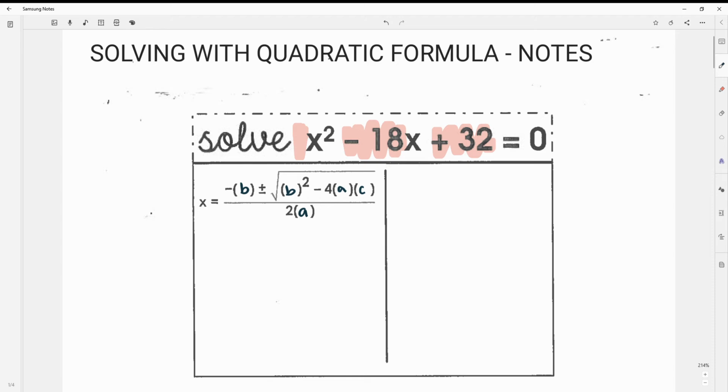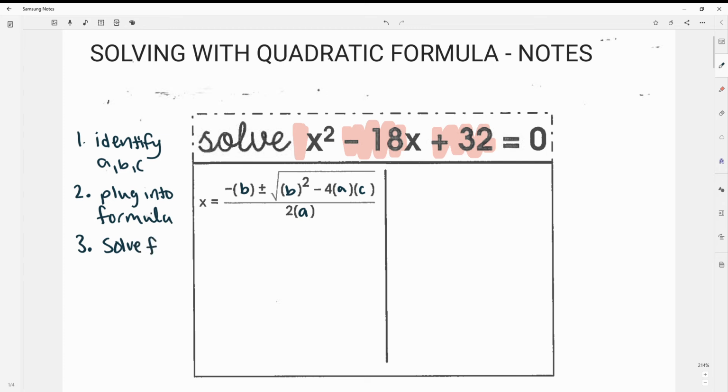So I'm going to go ahead and write the steps down over here. Step 1, identify a, b, and c. Step 2, plug them in. And then step 3, I'm going to solve. Okay, so let's go ahead and start this process. First, I have to identify what a, b, and c are.